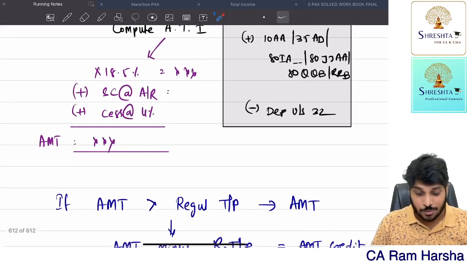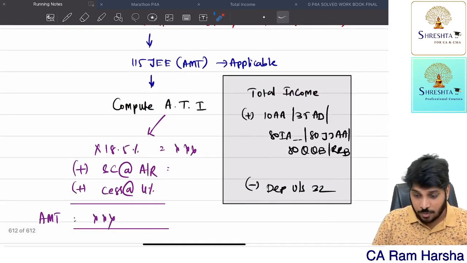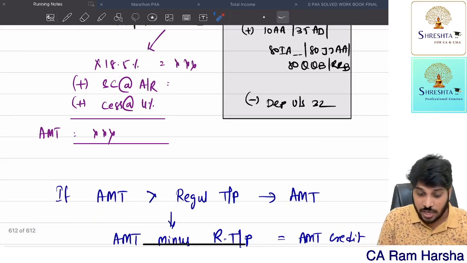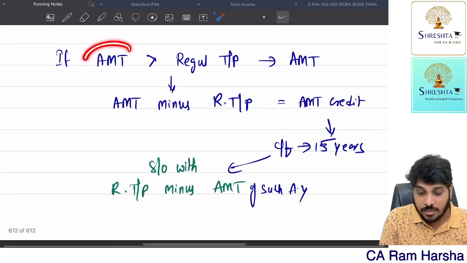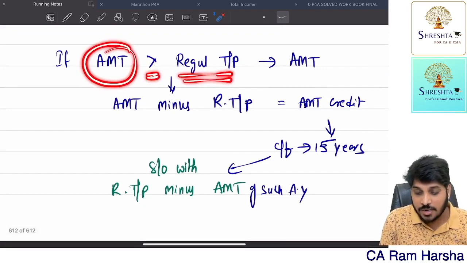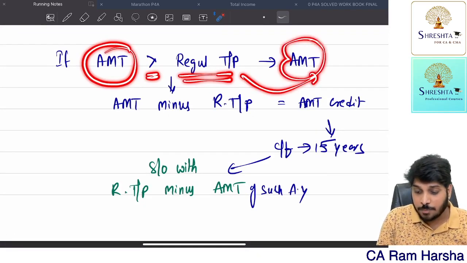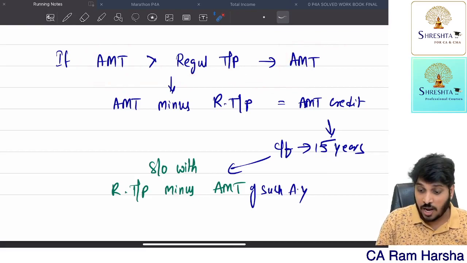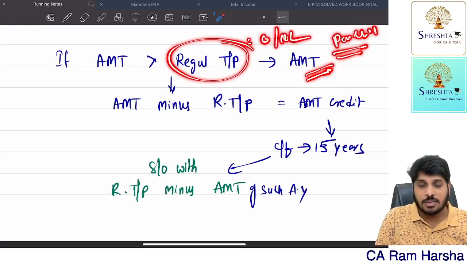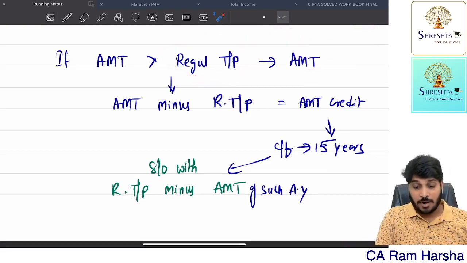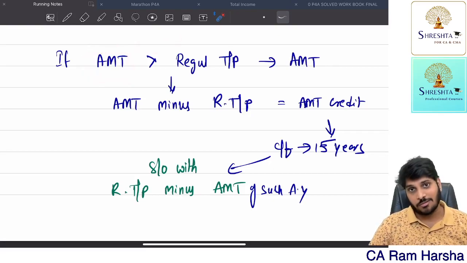Now suppose by applying AMT, whatever I have told, by applying 115JEE, you computed some other tax also, right? That's called alternate minimum tax. If alternate minimum tax is more than regular tax payable, then you must pay the income tax department AMT by challan, and file the IT return. This much amount you must pay because your regular tax amount is 0 or just some 10 lakhs, but AMT is some 50 lakhs. So you must pay AMT.